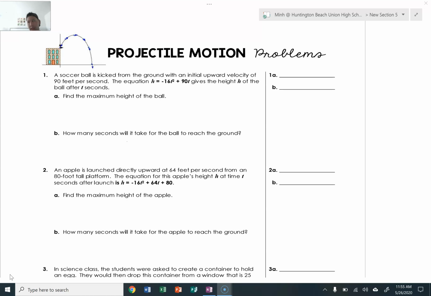Pretty simple stuff today. I know word problems get a lot of people worked up, or they get a little bit of anxiety, but I'm telling you right now, problems 1, 2, and 3 are pretty much the same, and that's your homework for today. So that's the goal for the week.